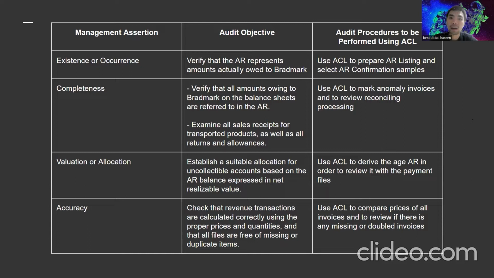For the accuracy, we must check that the revenue transactions are calculated correctly using the proper prices and quantities, and that all files are free of missing or duplicate items. And same as before, using ACL to compare prices of all invoices and to review if there are any missing or double invoices.